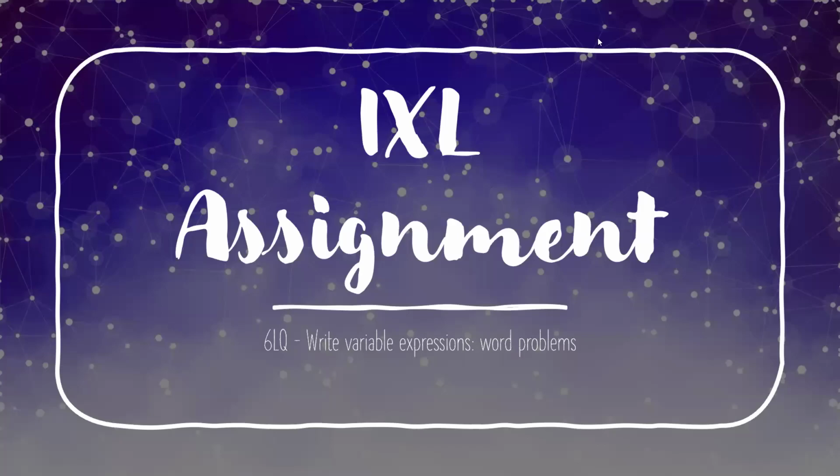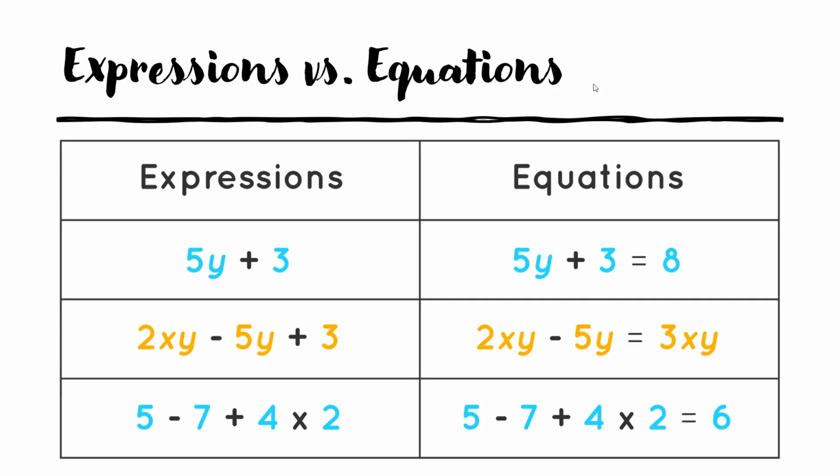Good afternoon, everyone. Let's go over IXL assignment 6LQ, write variable expressions from word problems. So first, let's just do a quick refresher on what the difference between an expression and equation is. There are honestly a lot of similarities between the two, but the main difference is that if it's an equation, you can actually solve it. You can actually have a final answer and it is equal to something. Hence our equal sign in all of the equations.